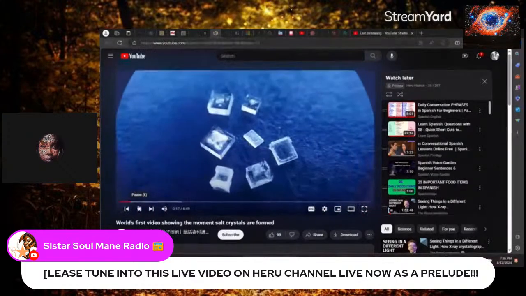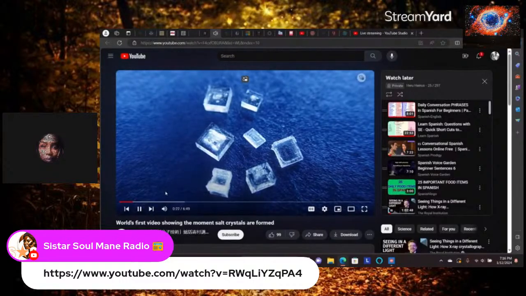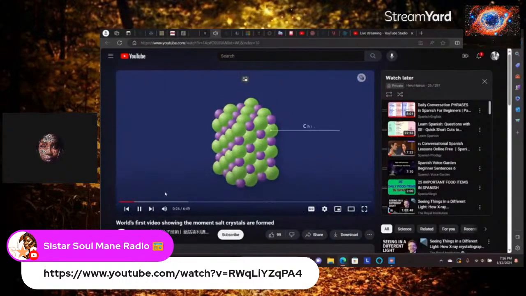Looking at salt through a large magnifying glass, we see that the crystals are cuboid in shape. Salt consists of regular cuboid crystals of chloride ions and sodium ions.